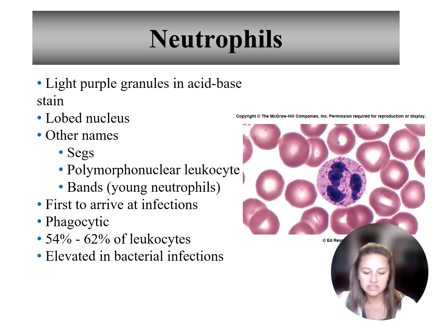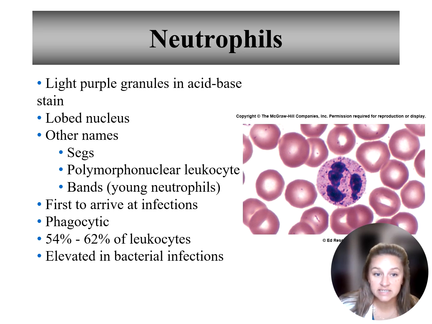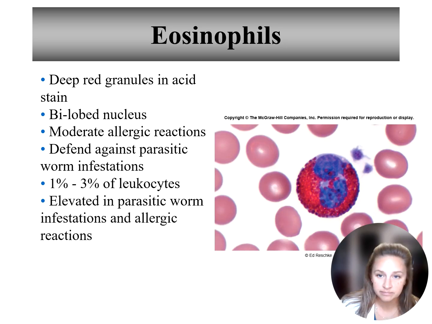So this is the first of the granulocytes. This is neutrophils, and they have light purple granules when you do an acid-base stain. These are phagocytic, meaning they can eat other cells. And this makes up a good majority of the leukocytes. These are elevated in bacterial infections. And feel free to pause at any of these slides to get this information. Again, it's going to be all summarized in a chart at the end.